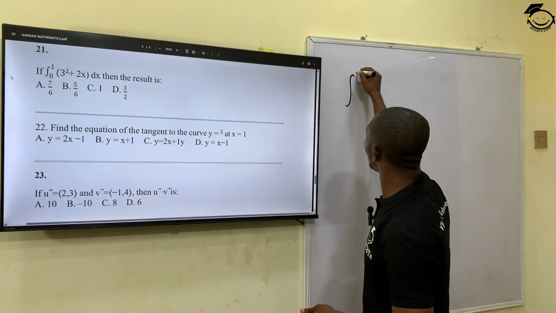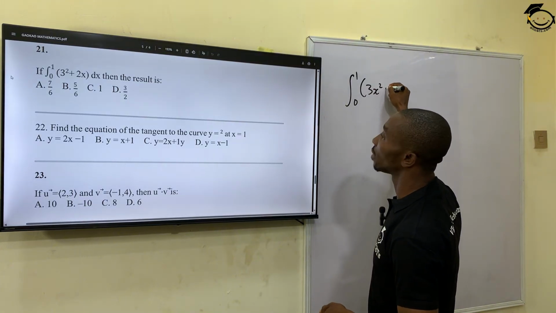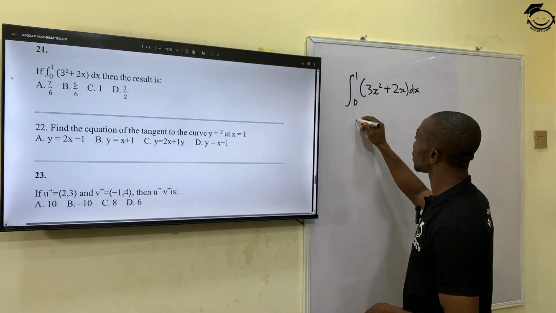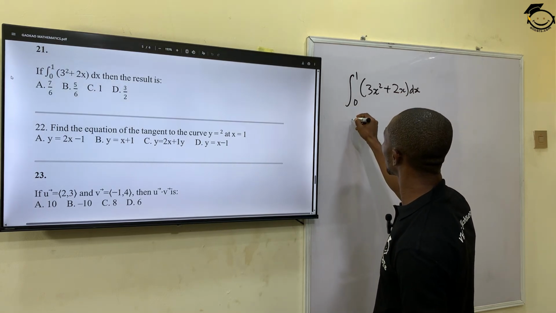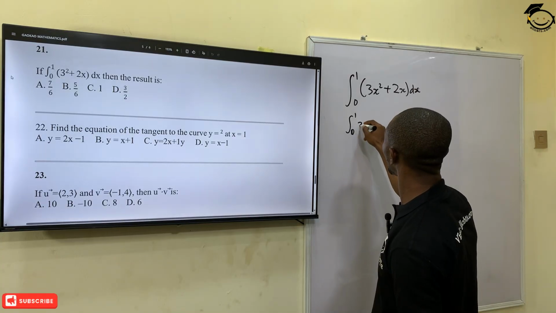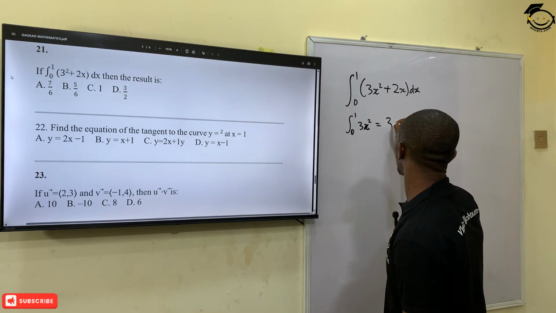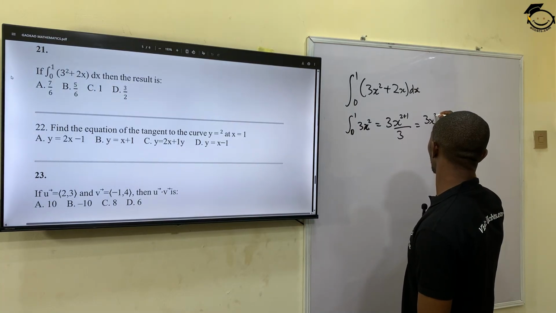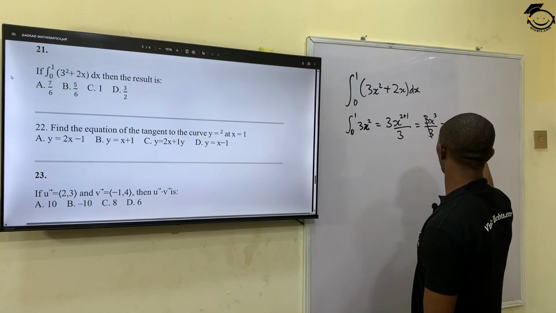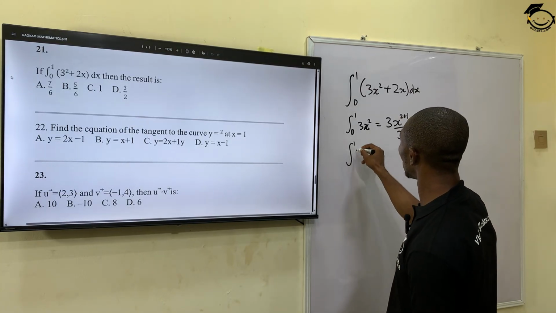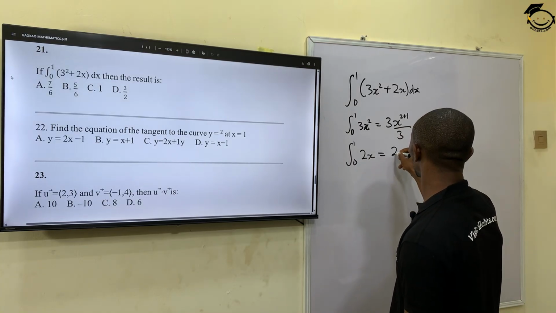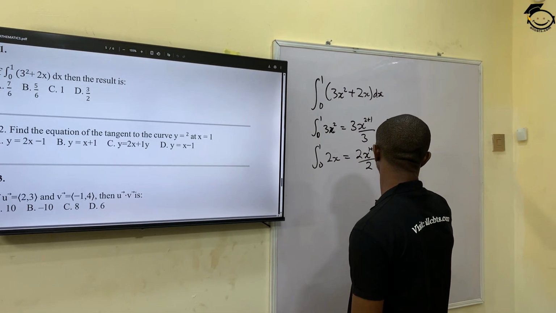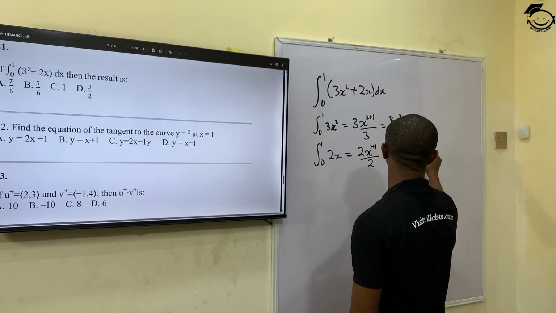If we take the integral of 3x squared plus 2x dx, then what is the result? Now, let's integrate each component separately. This becomes the integral of 3x squared will become 3x^(2+1) all over 3, which will give us 3x raised to power 3 over 3. So this gives us x raised to power 3. Okay, and if we integrate 2x, which is going to become 2x^(1+1) over 2, this gives us 2x squared over 2, which leaves us with x raised to power 2.